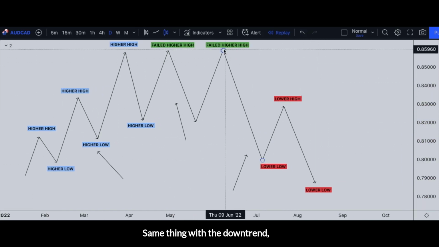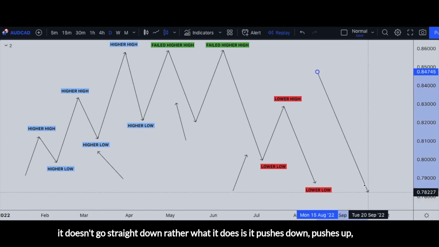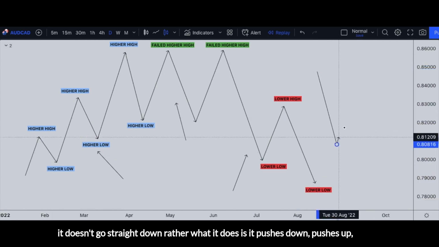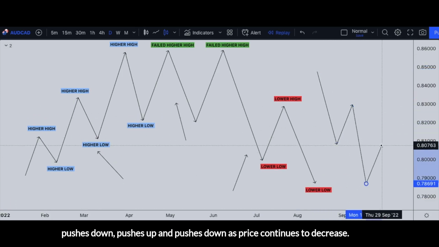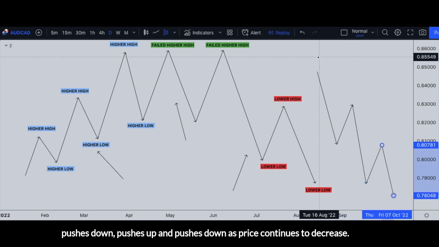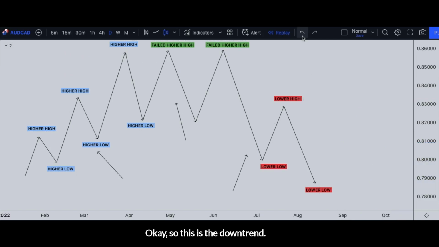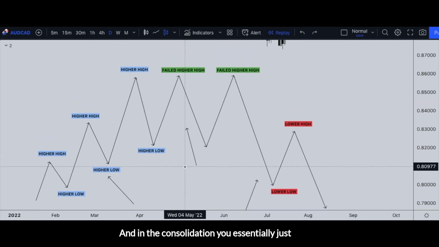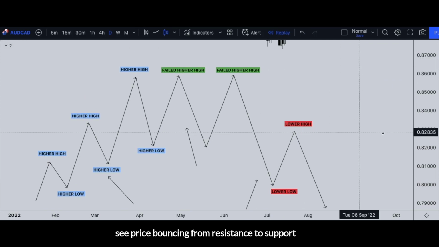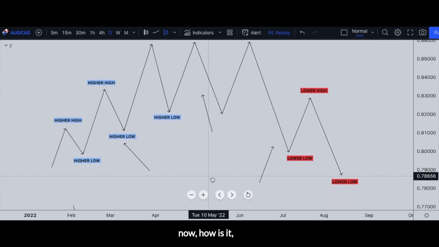Same thing with the downtrend. It doesn't go straight down. Rather, what it does is it pushes down, pushes up, pushes down, pushes up, and pushes down as price continues to decrease. Okay, so this is the downtrend, and in the consolidation, you essentially just see price bouncing from resistance to support.